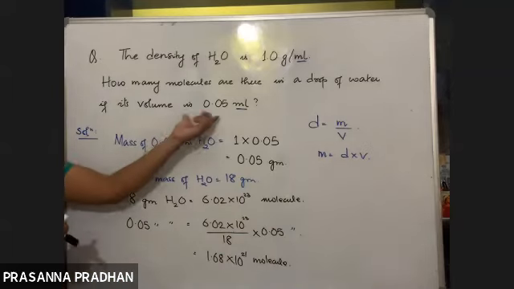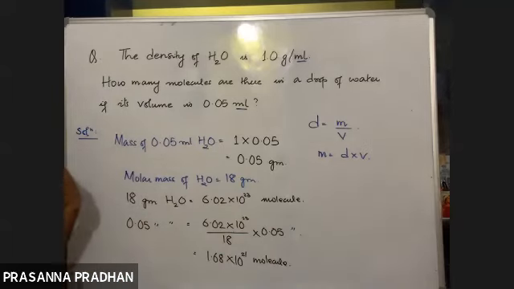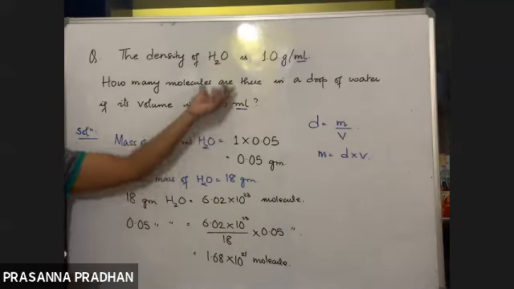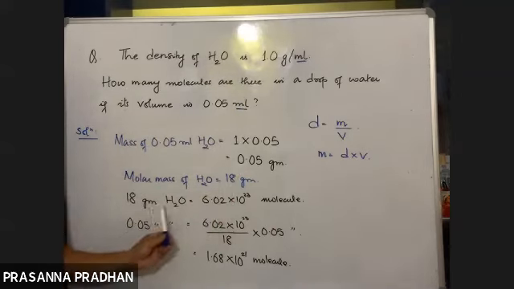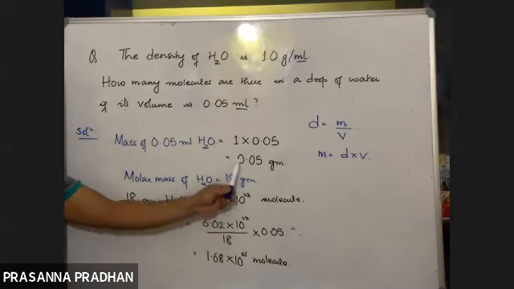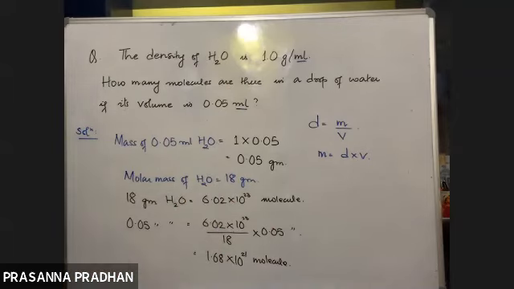So this question has been twisted a little bit. Instead of directly giving you the mass, volume and density were given, and from the volume and density we found the mass. And molecular mass contains Avogadro number. So this gram will contain this much number of molecules. Okay.